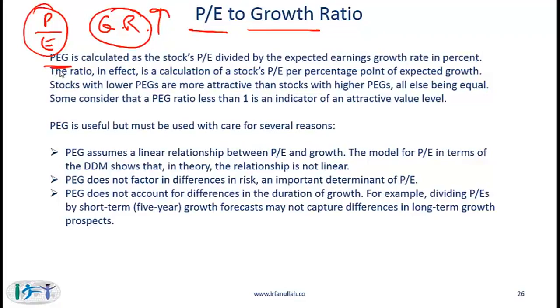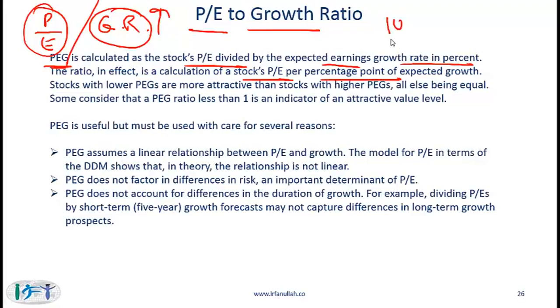Now let's look at the PEG ratio. It's the PE divided by growth. It's calculated as the stock's PE divided by the expected earnings growth rate in percent. The ratio in effect is a calculation of the stock's PE per percentage point of expected growth. Stocks with lower PEGs are more attractive than stocks with higher PEGs. So if you look at the PE to growth rate ratio, if the growth rate is high but the PE is low, then obviously the PEG will be low. So a low PEG is a positive. That gives you the basic idea, and if you have any confusion, just think about numbers.